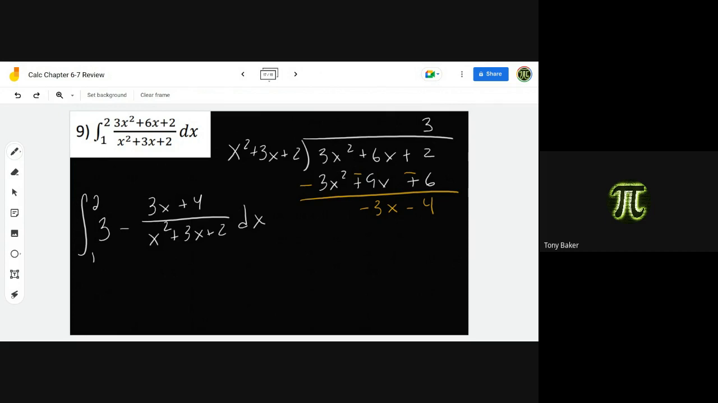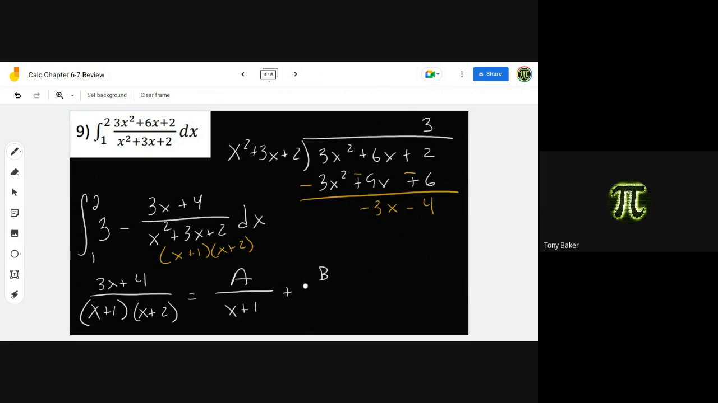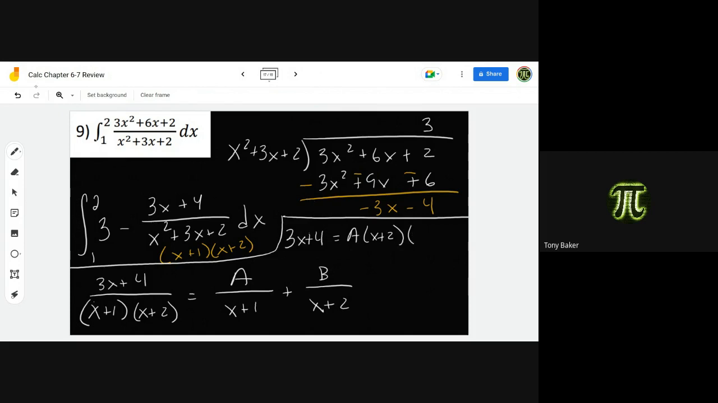All right. So now we have to do our factoring of the bottom. So this is x plus 1, x plus 2. I'm going to ignore the 3 for a second. We'll deal with that once I get my final integral down. So I've got 3x plus 4 over x plus 1, x plus 2 equals a over x plus 1 plus b over x plus 2. So I can write 3x plus 4 equals a times x plus 2 plus b times x plus 1.